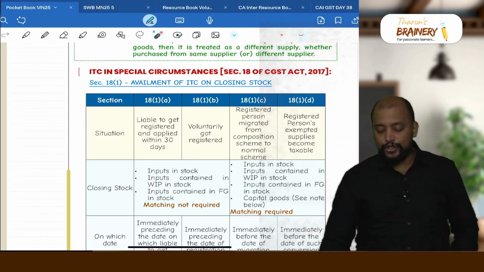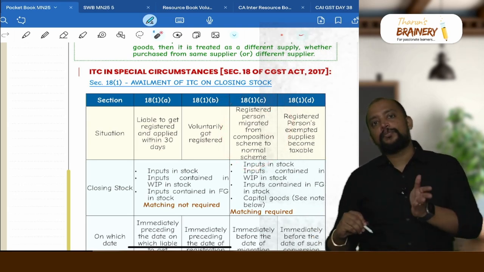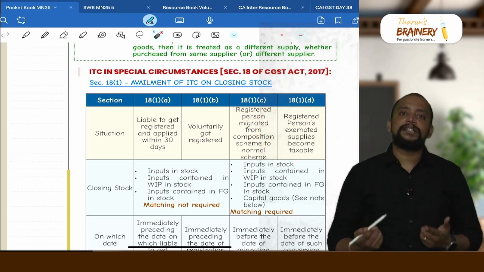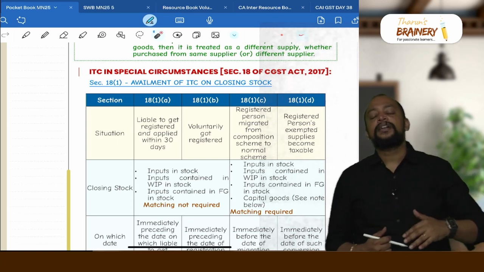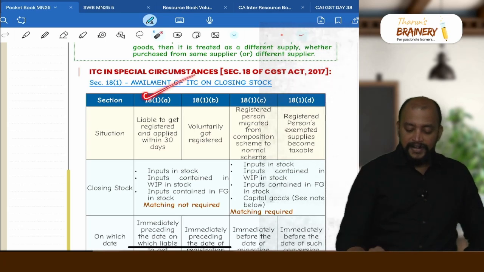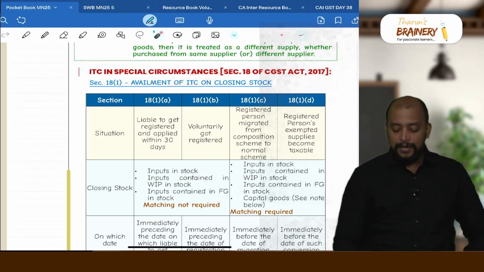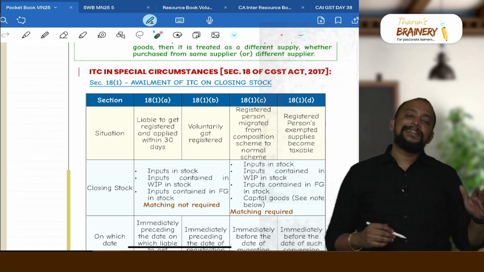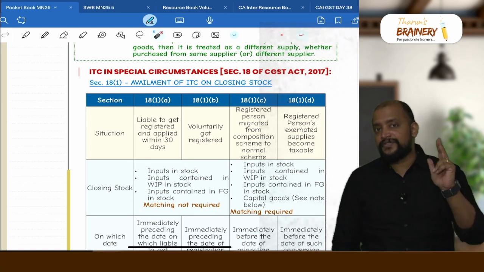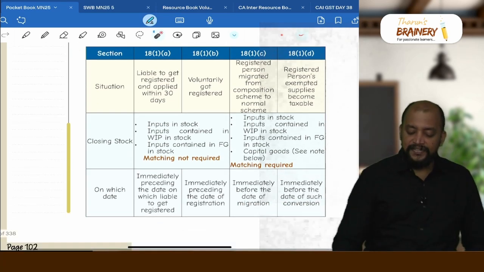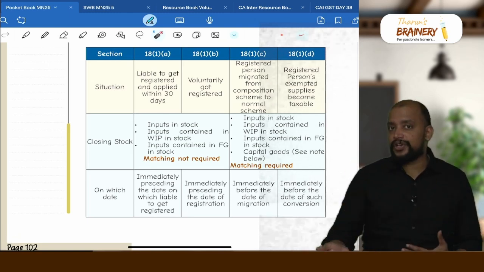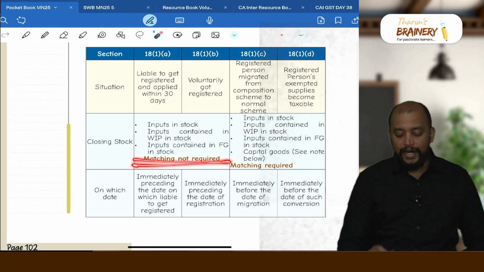In 18.1c and 1d, that person should be a registered person. A registered person migrated from composition scheme to normal scheme, or a registered person whose exempted supply became taxable. When he is making exempted supplies, why is he registered? It means he is making taxable as well as exempted supplies, because of which he is registered, and some of the exempted supplies now became taxable. That is the meaning of that. In the case of 18.1a and 1b, the situation is only different, but the ITC availment will be the same. They can take ITC on closing stock, that is inputs as such held in stock, inputs in WIP held in stock, inputs in FG held in stock. Which date? In case of 18.1a, before the date they are liable to get registered. 18.1b, before the date they got the registration certificate, and matching is not required in this case.